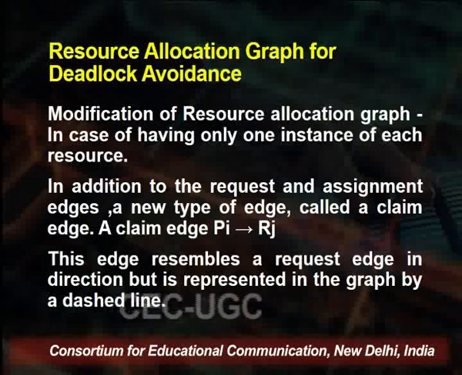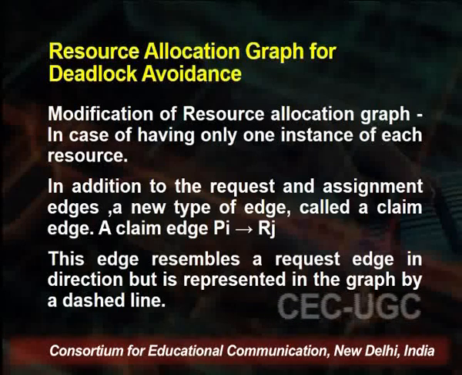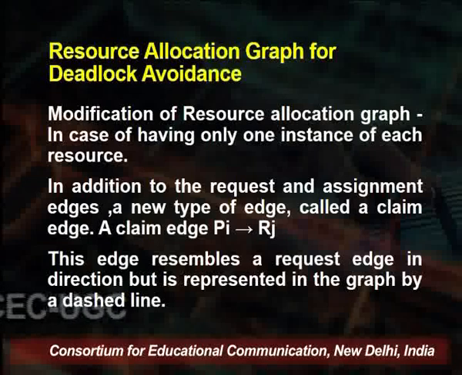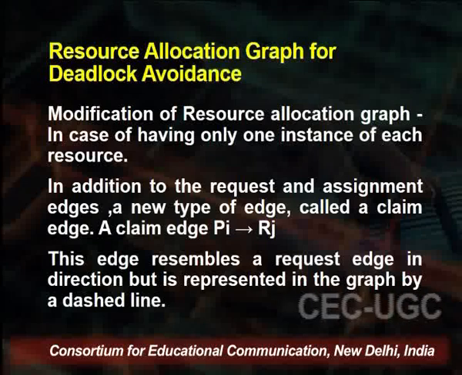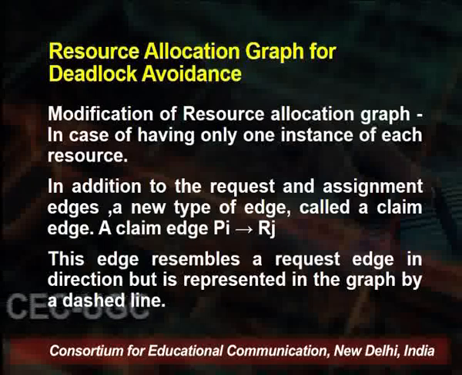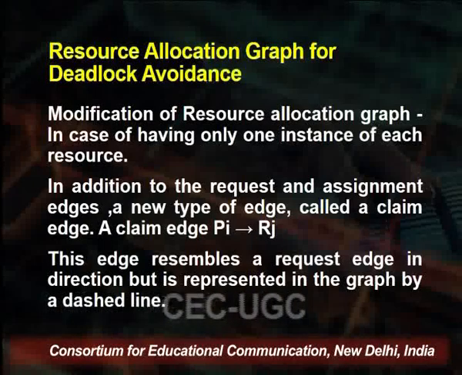This edge resembles a request edge in the direction. Please recall, when a process Pi is requesting a resource, there is going to be a request edge from process to resource. Similarly, a claim edge also resembles the request edge in direction, but the representation is going to be through a dashed line. Then only we will be able to differentiate between the request edge and the claim edge.